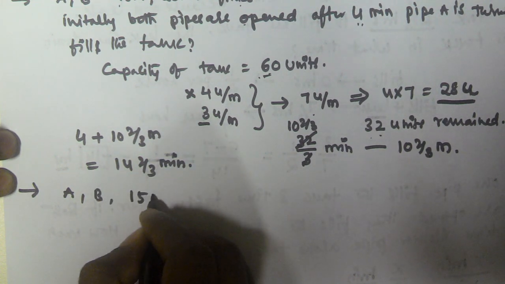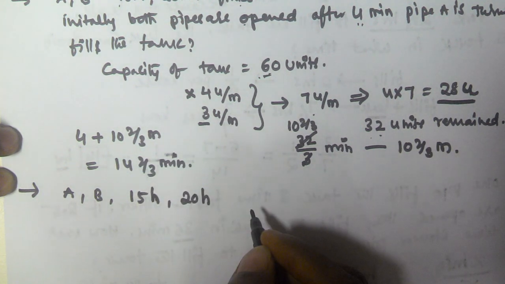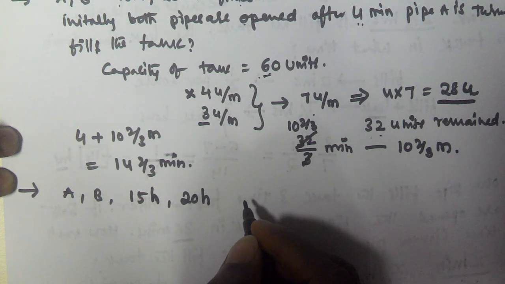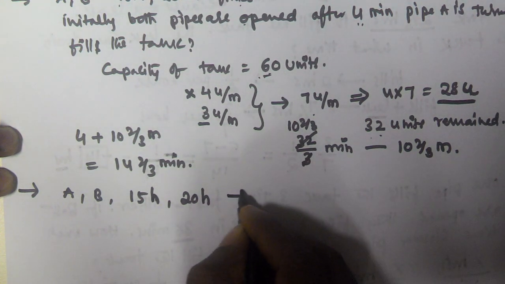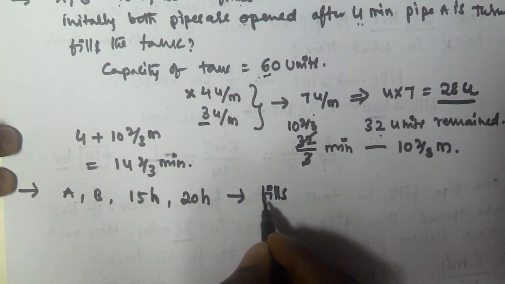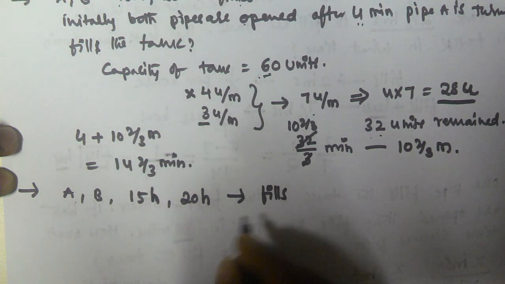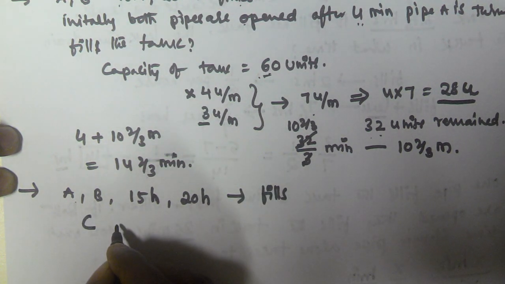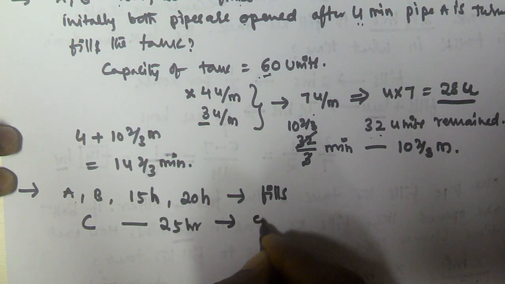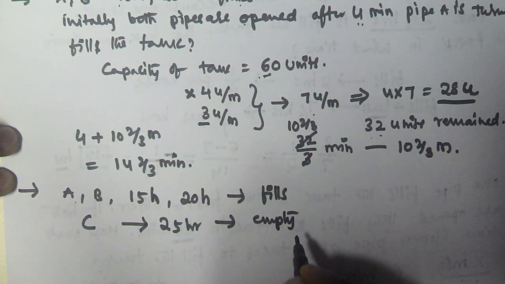Two pipes A and B can take 15 hours and 20 hours respectively to fill the tank. So these two are filling. A takes 15 hours and B takes 20 hours to fill the tank, while a third pipe C can empty the tank in 25 hours. C alone takes 25 hours to empty the tank.